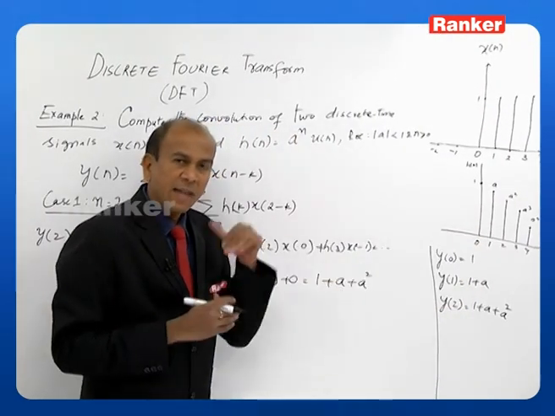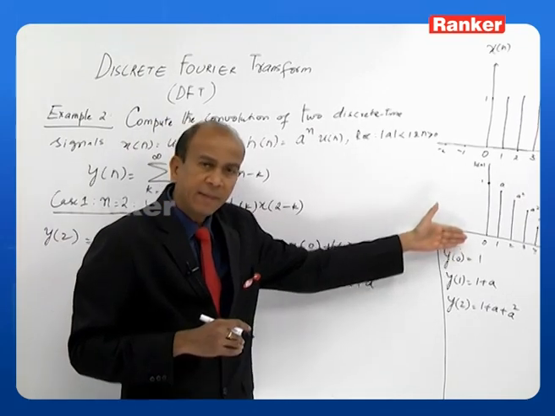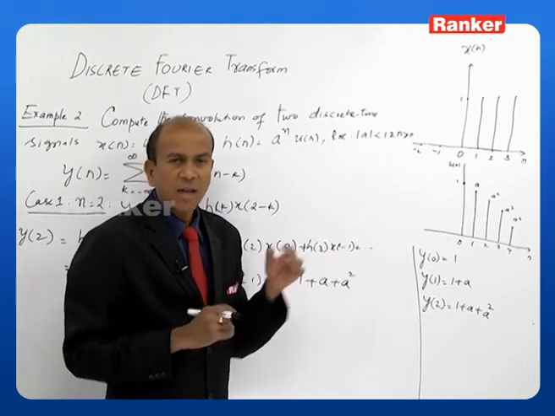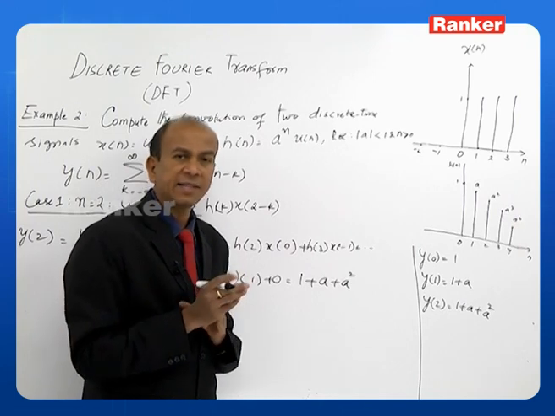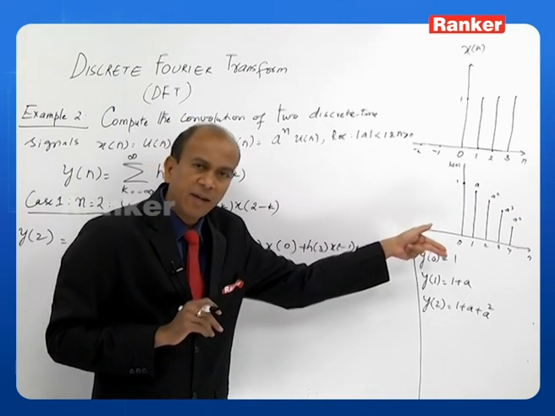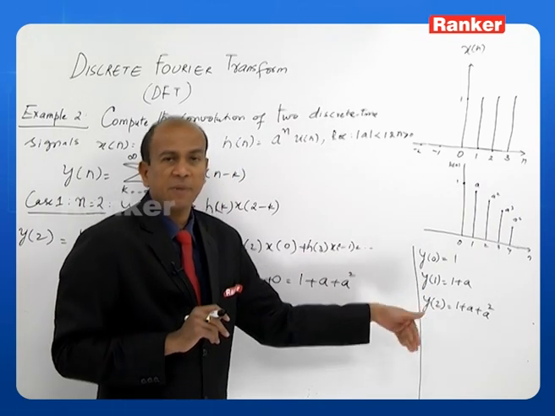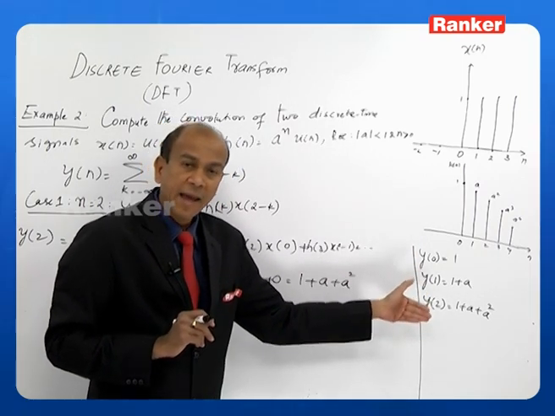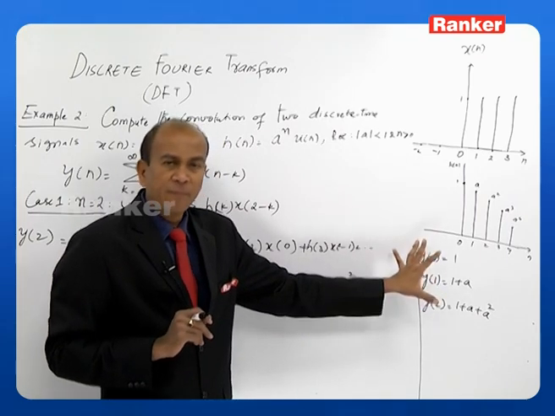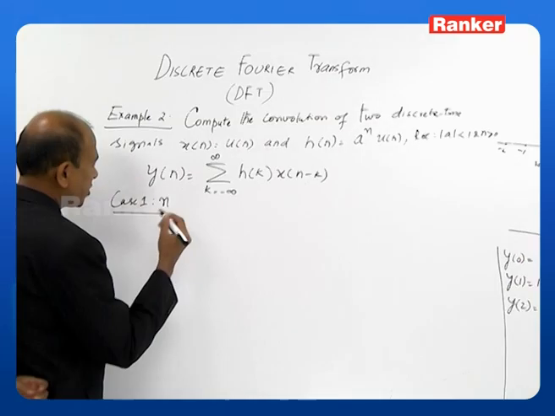Okay. If you look at the answer, there is a pattern that is emerging. So, let us take one more value of n and see if really there exists a pattern. If you see here, it is 1 first, then 1 plus a, then 1 plus a plus a square. If this continues, next must be 1 plus a plus a square plus a cube. Let us confirm that and then we will stop there.